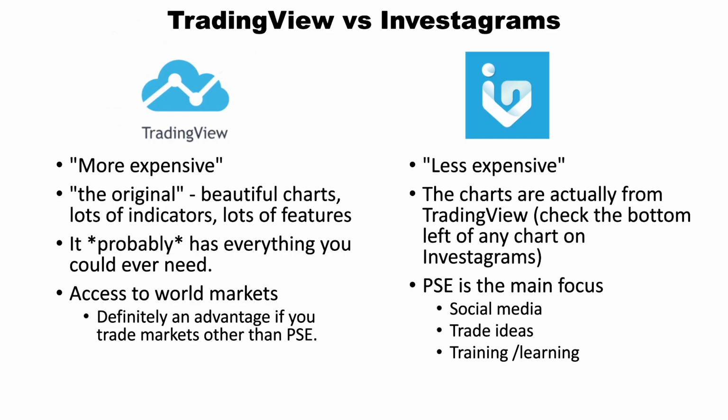So the main discussion, I guess, is, if you are going to try to get real-time data, which should you choose? The two big players are TradingView and Investagrams. This is just a quick chart of the good and bad points, very general. TradingView is more expensive, Investagrams less expensive. TradingView is the original, I guess you could call it. They've got beautiful charts, lots of indicators, lots of features. For Investagrams, the charts are actually from TradingView.